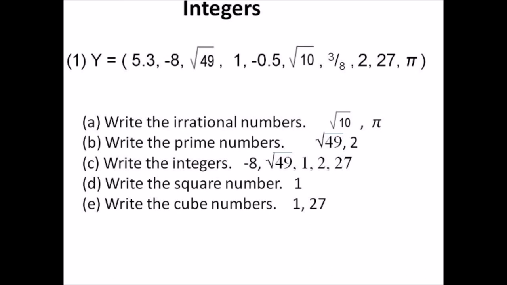I hope you got all of those correct. Remember, don't get fooled. Square root of 49 is 7, so that's a prime number, and that's also an integer. Only one square number, 1, but two cube numbers. 1 is 1 times 1 times 1, and 27 is 3 times 3 times 3.